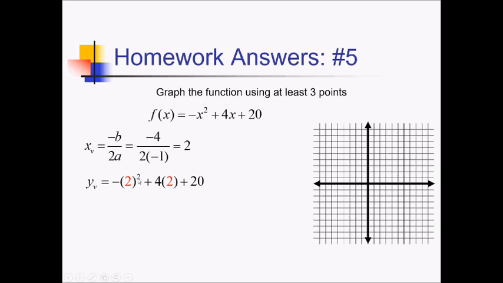So this is 2 squared, which is 4, but we have a negative out in front, so negative 4. Negative 4 plus 8 is positive 4, plus another 20 is 24. So 2, 24 is my vertex.